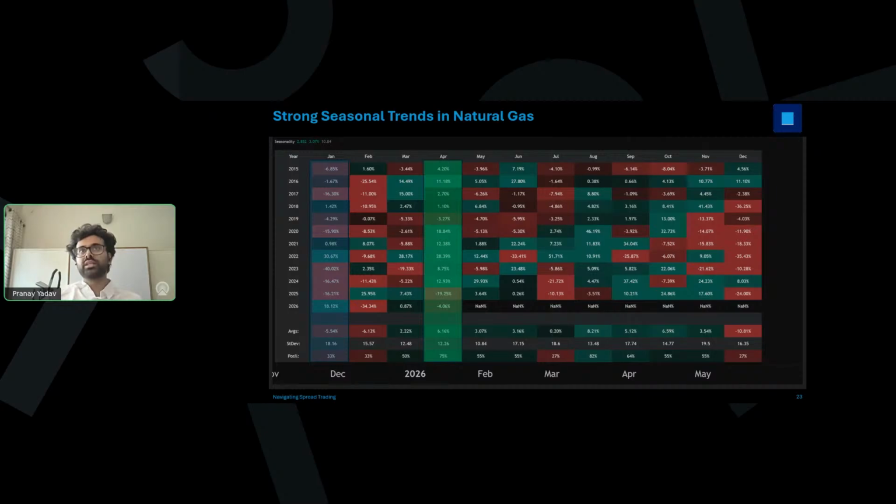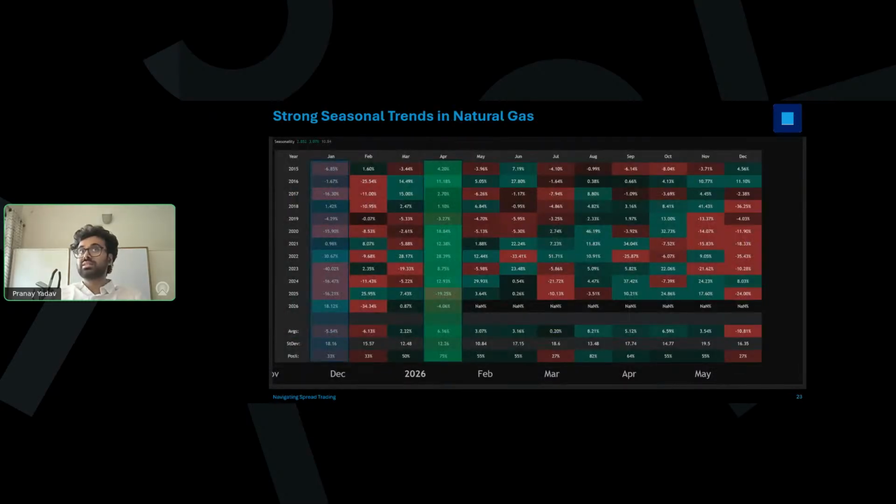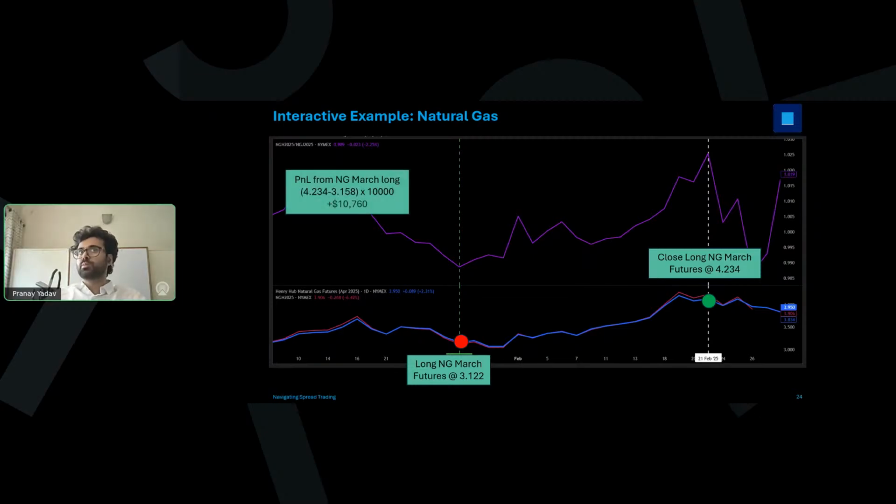Now, a trader might spot these. They might spot the historical trend in natural gas. And as a result, they may want to express a view on the back of this. Let's see how that view pans out. This position is expressed on the back of the same seasonal trend that we're seeing here. It's a calendar spread consisting of a position in both March futures and April futures. So the long March position is entered at 3.122 and it's exited about a month later at 4.234. Clearly, such a position would be profitable. It was a long position and prices rose.